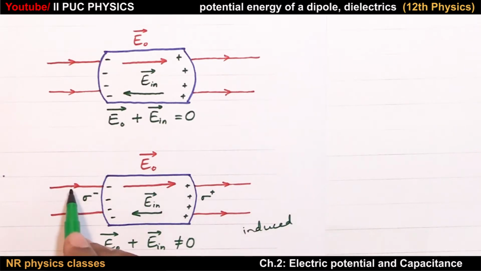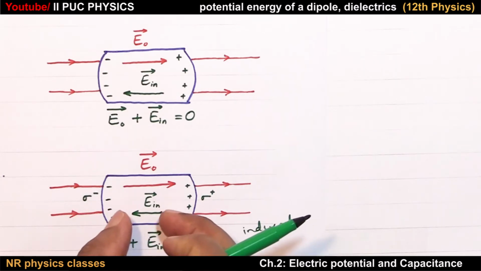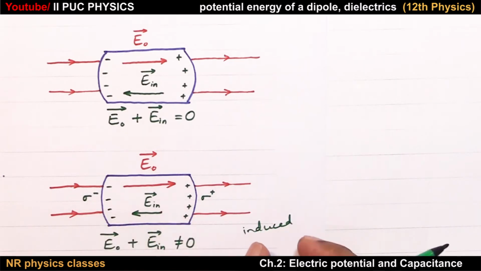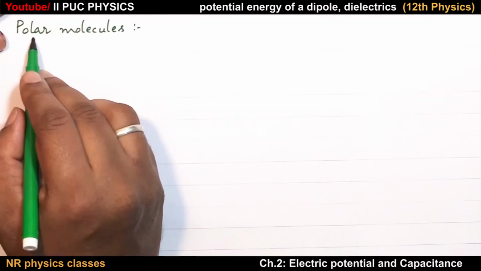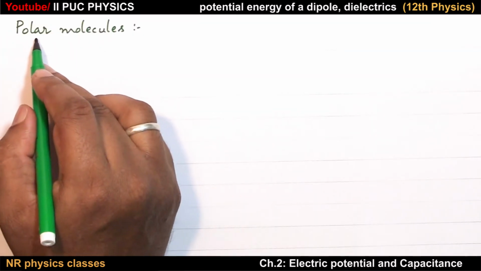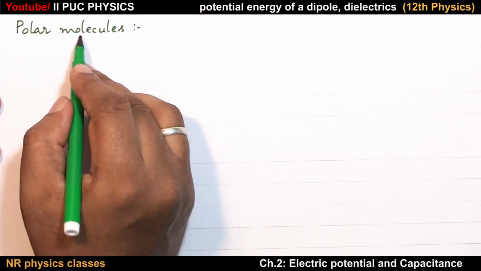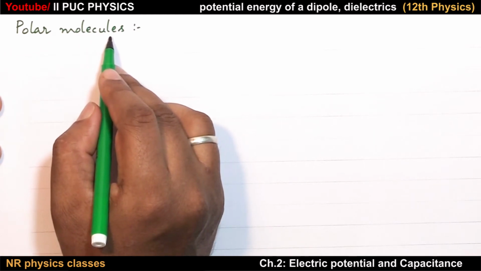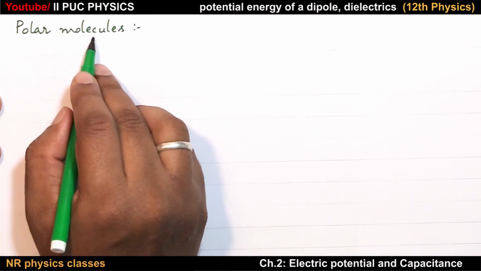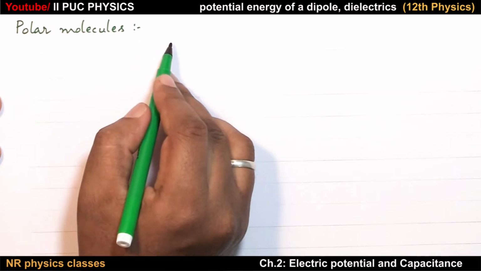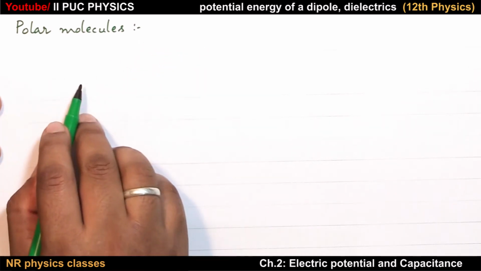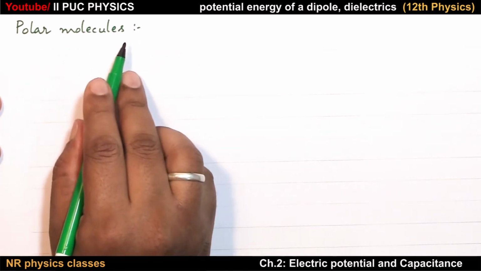Induced means because of the external agency, the external electric field, this electric field is set up. That is why the term induced is used. Polar molecules are the molecules with non-zero dipole moment in the absence of external electric field. What is the meaning of that?